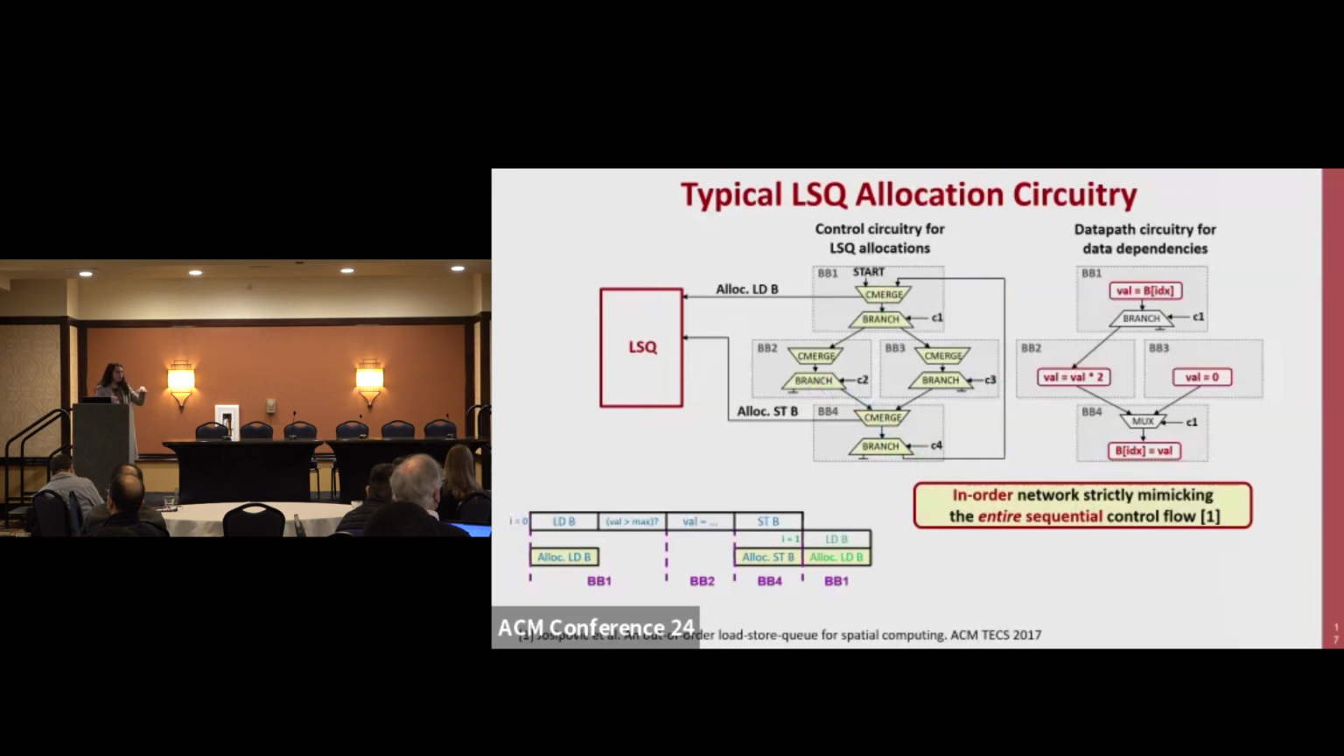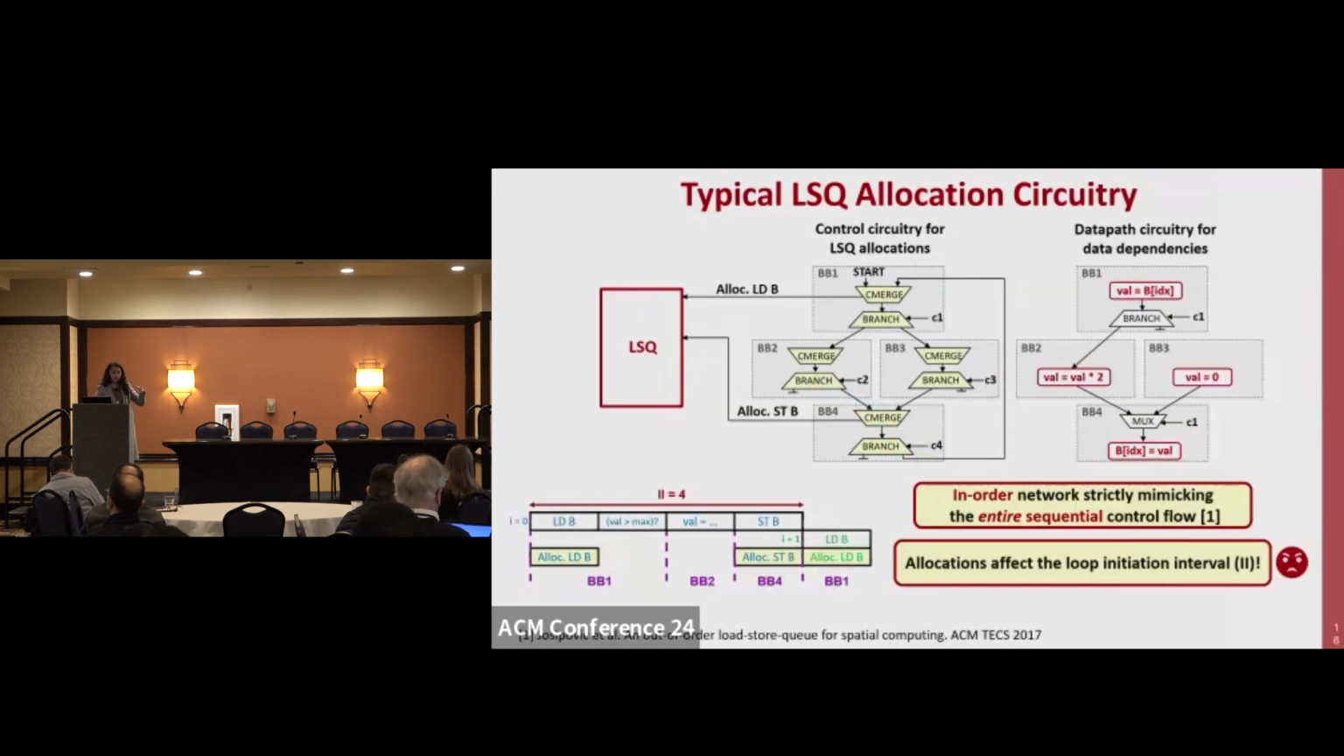In the meantime, while this is happening, the data path circuitry to the right is also executing. The operations in it are happening. And as you can see here, a new iteration, the green iteration, can start at best 4 cycles after the first iteration. And let me give you a hint. The bottleneck here is the allocation circuitry.